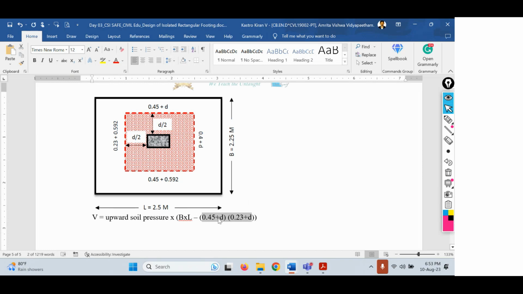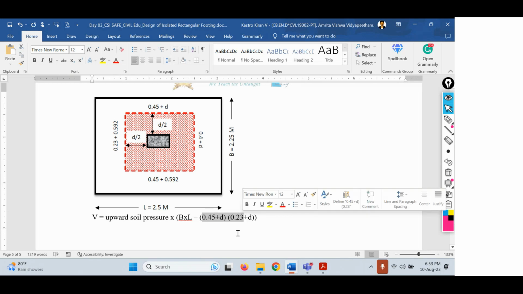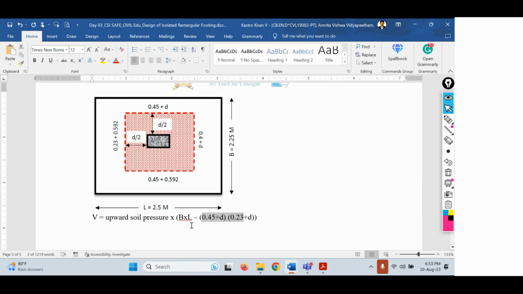If you make any kind of mistakes, I'll give you one problem which you can solve on your own. When you are solving, try to keep an eye on this consideration. For all the problems, these values will not be the same. It depends on the dimensions of the column. If the dimensions of the column change, obviously this 0.45 and 0.23 will also change. Here, what is the d value? d is the effective depth, 0.592, that is 592 mm. I have directly given this value here also.